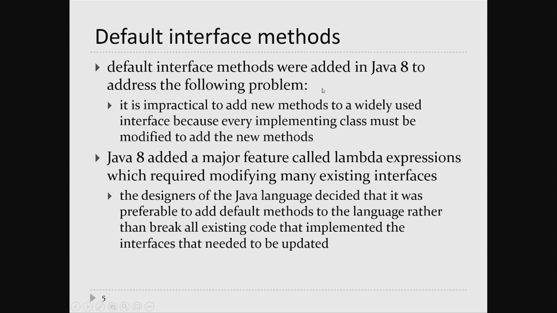So they said instead, let's put in these default interface methods. We can put in a default implementation for these methods that we want to add. Anybody else who's already using this interface, if they upgrade their Java version, now gets this extra method for free. They can still override it if they want to, but they get this extra method for free and it has an implementation. So the designers of the language decided that it was preferable to add default methods to the language rather than break everybody's code. And so that's why they exist.